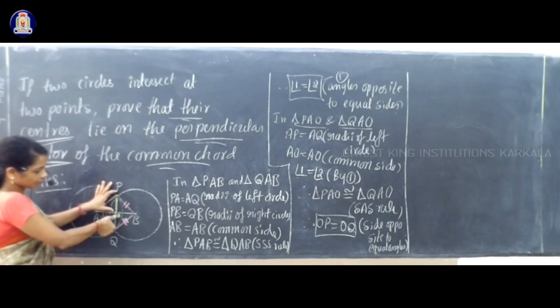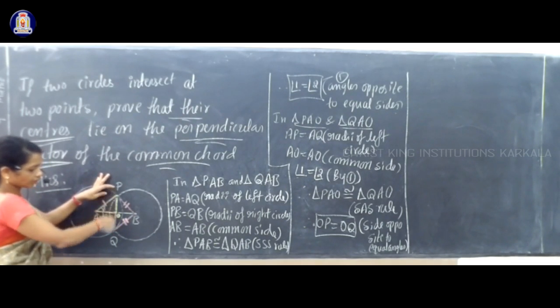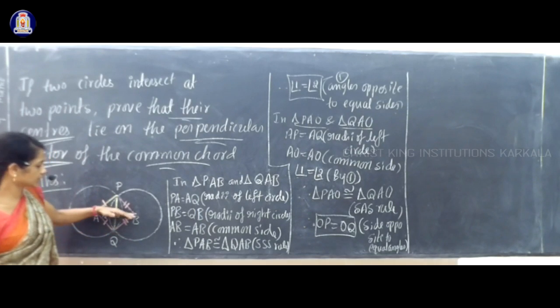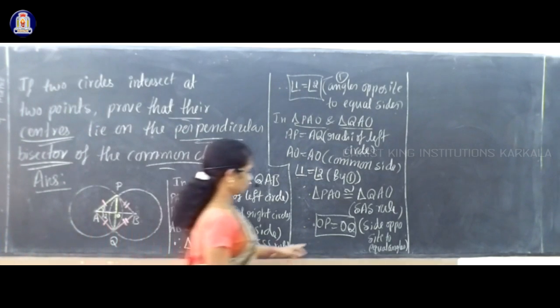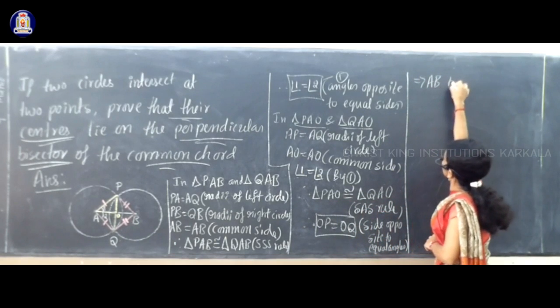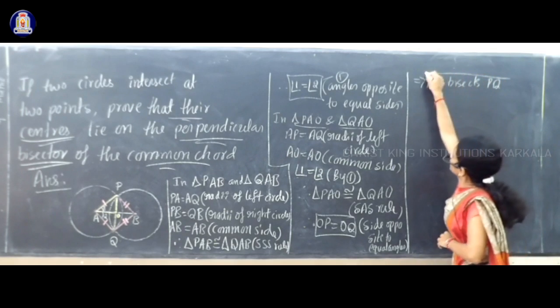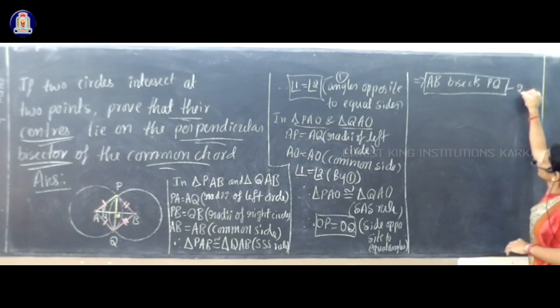So these parts are equal means that this line AB divides PQ into two equal parts. It means AB bisects PQ. So this implies AB bisects PQ. You take this as equation 2.